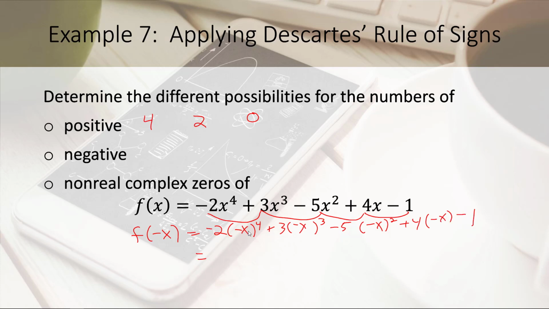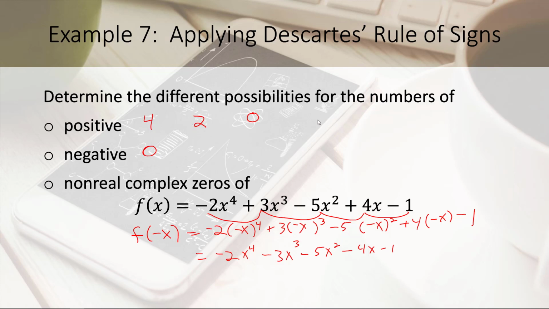Okay, so here negative x to the 4th is just x to the 4th, so we have negative 2x to the 4th. Negative x cubed is basically negative x cubed, because we have an extra negative 1 there, so it's negative 3x cubed. Then this is nothing more than x squared, so it's negative 5x squared. This will be negative 4x, minus 1. So notice here that there are no variations whatsoever in this particular function. So there can be 0 negative roots. But keep in mind, this is a polynomial of degree 4, so there are 4 roots. So if they are not positive or negative, then the other roots must be complex.